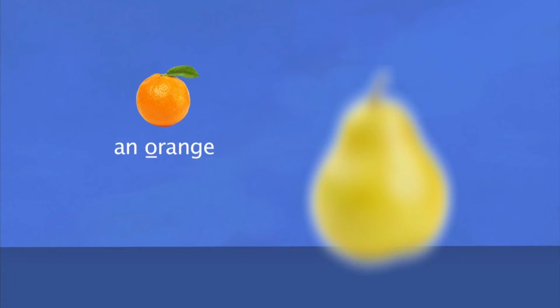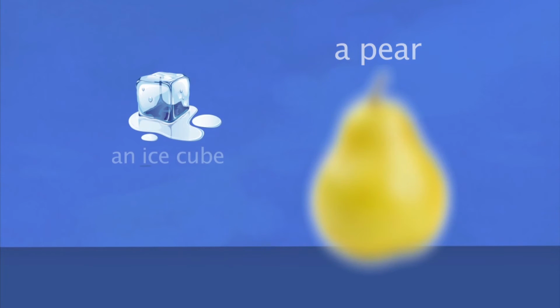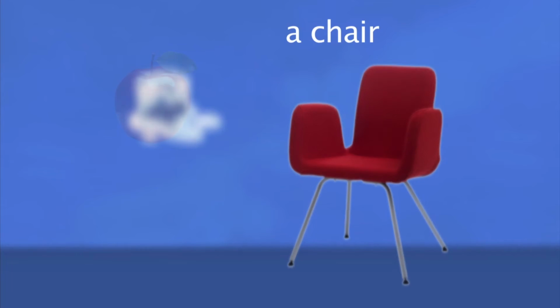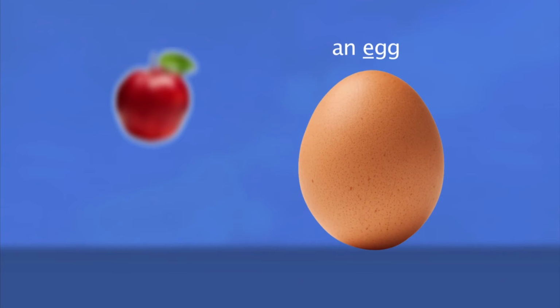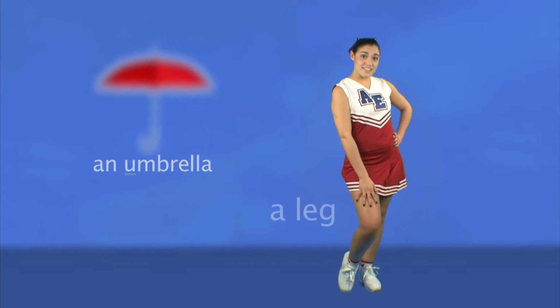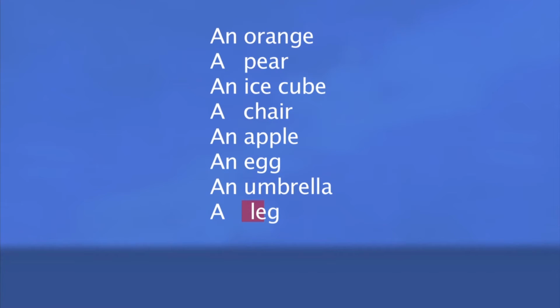That is an orange. This is a pear. That is an ice cube. This is a chair. That is an apple. This is an egg. That is an umbrella. This is a leg. Leg, chair and pear don't start with an A, E, I, O, U sound, so they need a, not an.